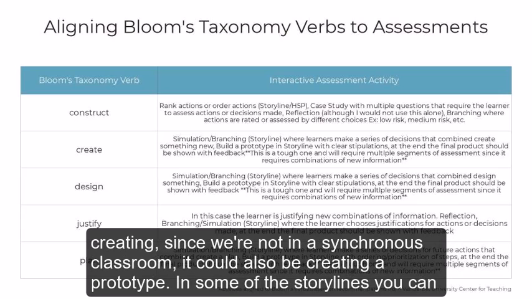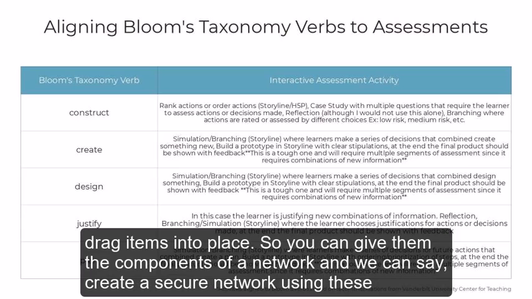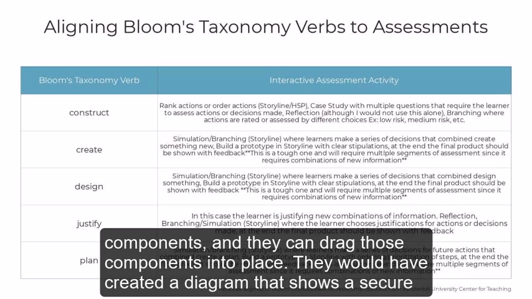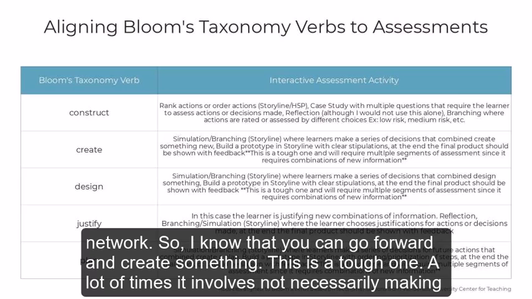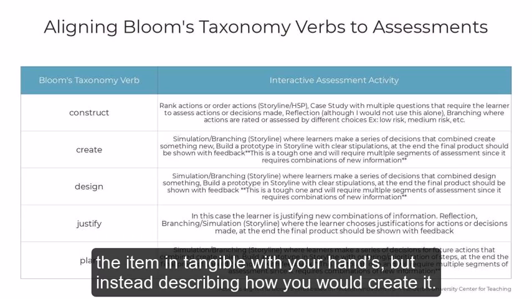Since we're not in a synchronous classroom, it could also be creating a prototype. In some of the Storylines, you can drag items into place. So you can give them the components of a network and we can say, create a secure network using these components, and they can drag those components into place. They would have created a diagram that shows a secure network. So I know that you can go forward and create something. This is a tough one. A lot of times it involves not necessarily making the item tangible with your hands, but instead describing how you would create it.